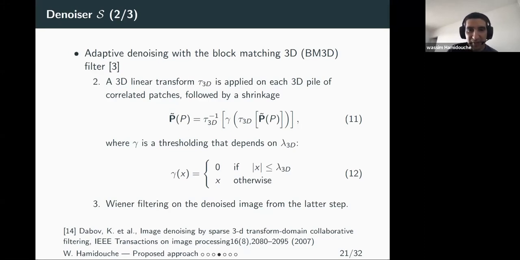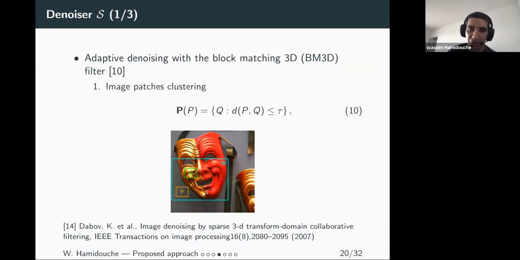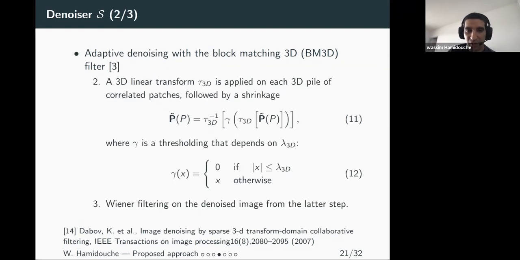So to summarize this step, we perform a 3D block matching denoising following 3 steps. The first step is to put all the patches with the same characteristics in the same pile. Then we perform the denoising of each pile separately using a 3D linear transform, for example, DCT, followed by thresholding, and then perform exactly the same operation using a Wiener filter instead of a 3D linear transform.